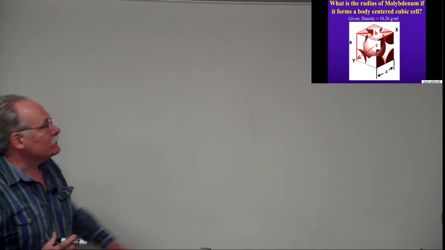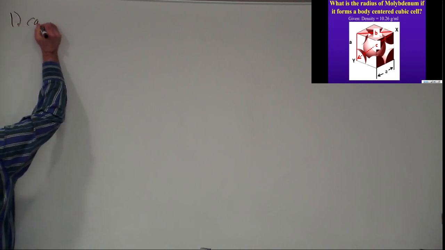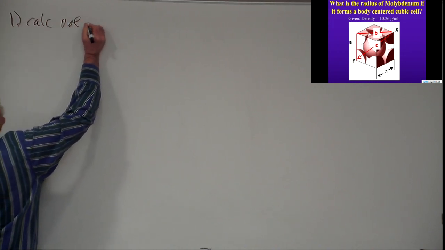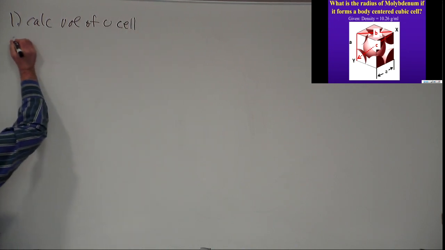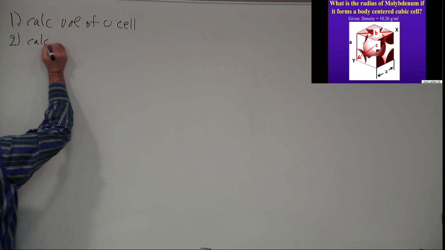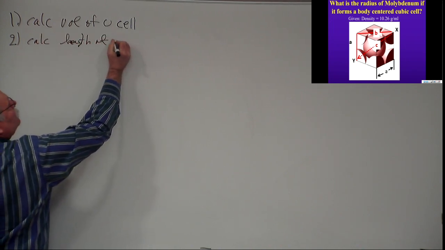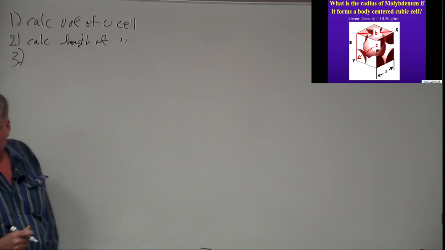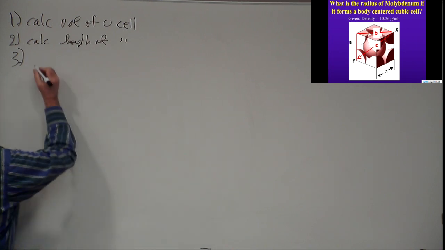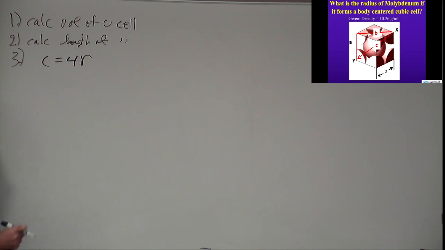So the technique is the same as it's always been. Step 1 is calculate the volume of the unit cell. The second step is calculate the length of the unit cell. The third step, what we're after, is to calculate C, and to note that C equals 4R, okay? And then we calculate for R.